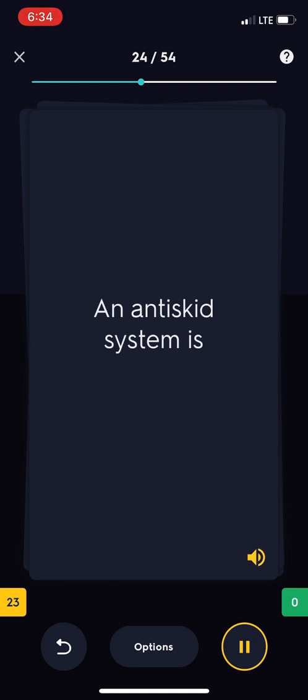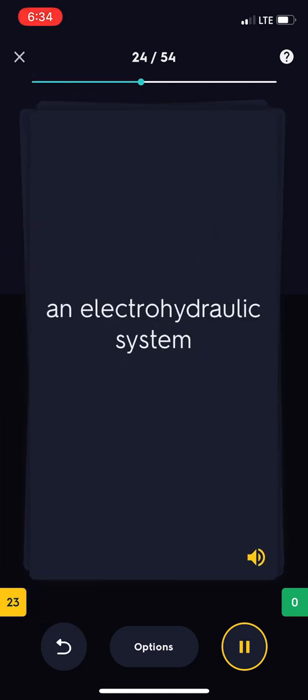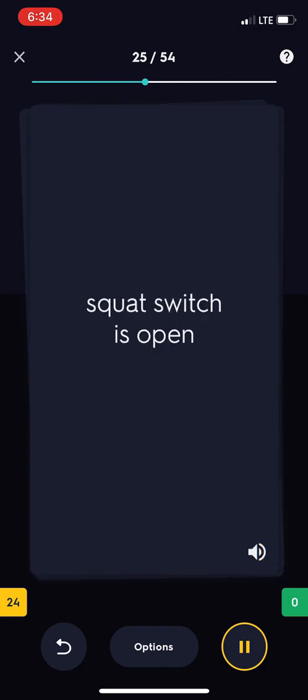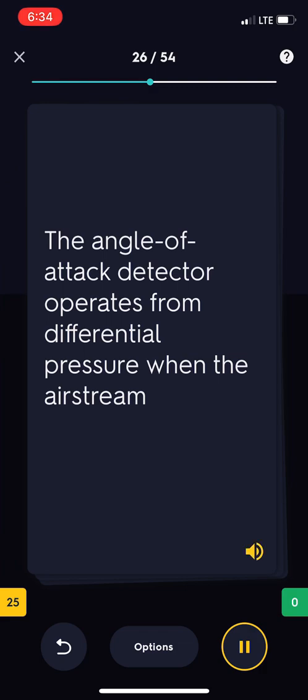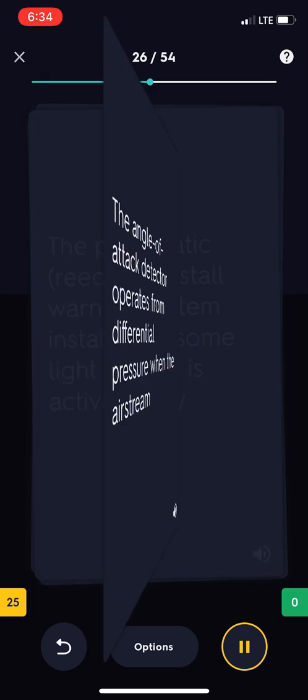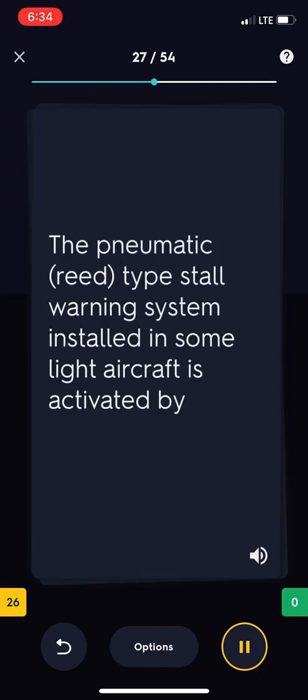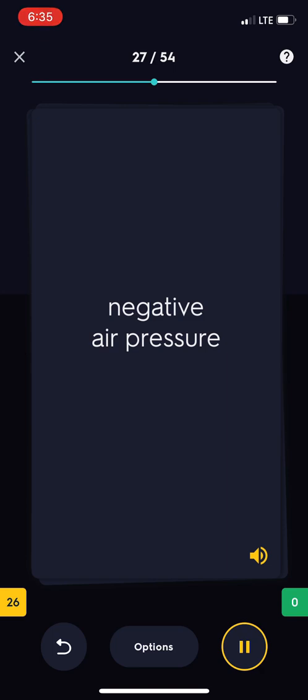An anti-skid system is an electro-hydraulic system. In the air with the anti-skid armed, current cannot flow to the anti-skid control box because the landing gear squat switch is open. The angle of attack detector operates from differential pressure when the airstream is not parallel to the true angle of attack of the aircraft. The pneumatic type stall warning system installed in some light aircraft is activated by negative air pressure.